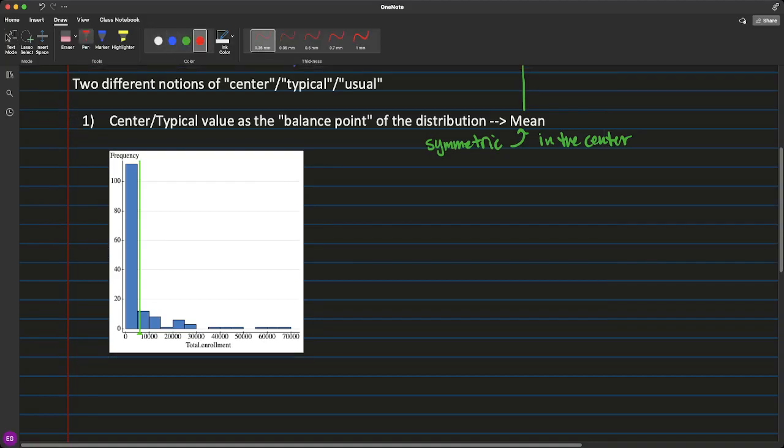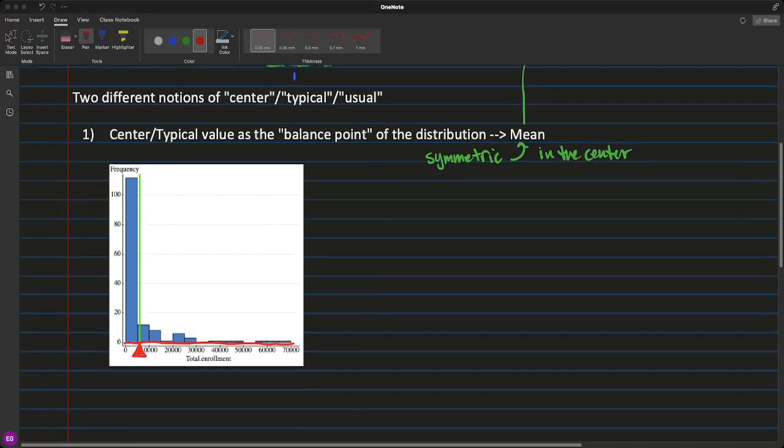So if you made a block, and on here it was all connected on the bottom with a platform, and you put blocks like this, where would you find the balance point? Well, the balance point would be right here at the mean. That's what we mean by the mean, it's the balance point.